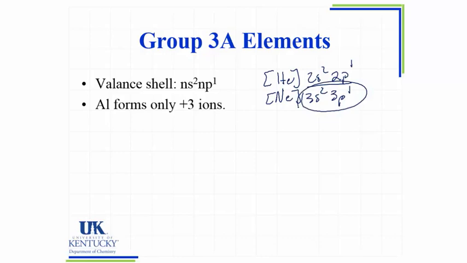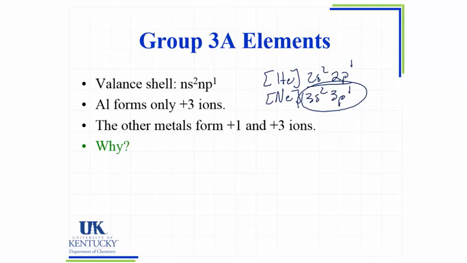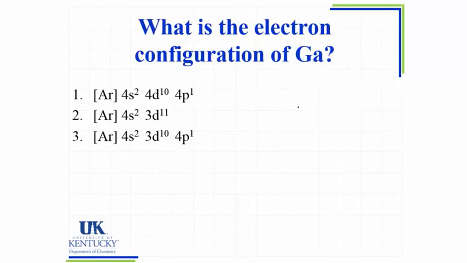Now, as we move down that periodic table, that is not going to be true for the other metals. For the other metals, they're going to be able to form +1 ions as well as +3 ions. Let's think about why that would be. To do this, it's best to think about, whenever there's breaks in what you expect, think about the electron configuration. So let's have you review those skills. What's the electron configuration of gallium?